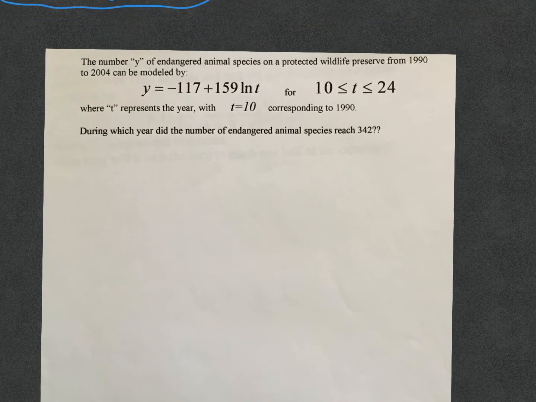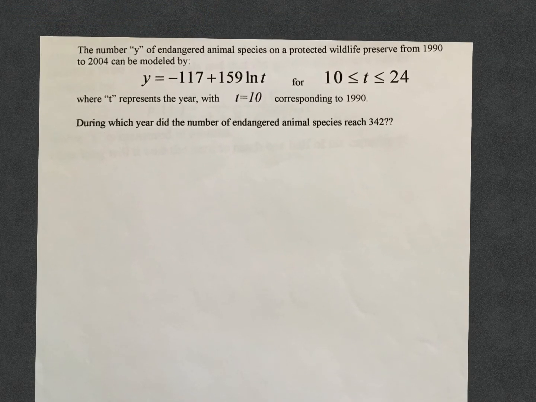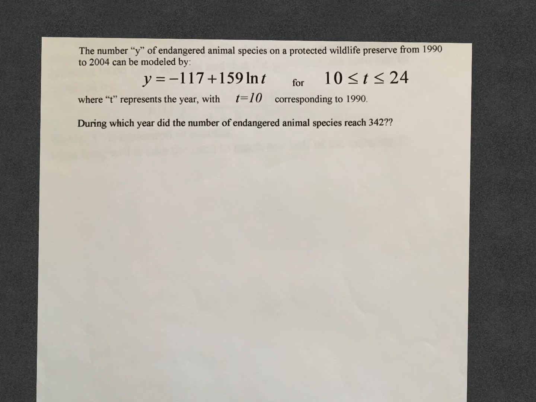Okay? The next one, giving you a different type of function to deal with. It says here the number y of endangered animal species on a protected wildlife preserve from 1990 to 2004 can be modeled by this equation. So there's the equation. Please notice it's got a logarithm in it. This equation is good for the values of t between 10 and 24. The question is, during which year did the number of endangered animal species reach 342?